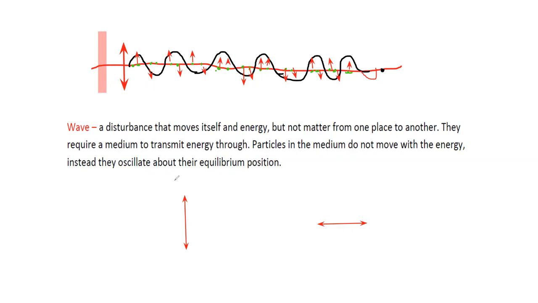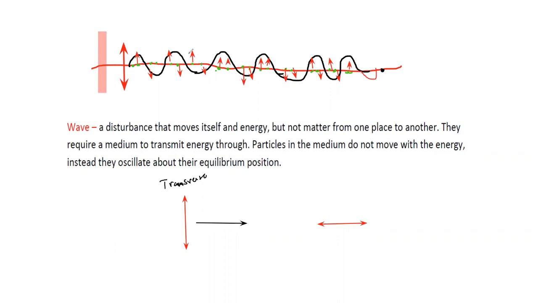If the particles are moving up and down and the wave is traveling towards either right or left, they are at 90 degrees to each other, or perpendicular. So we call this wave transverse.